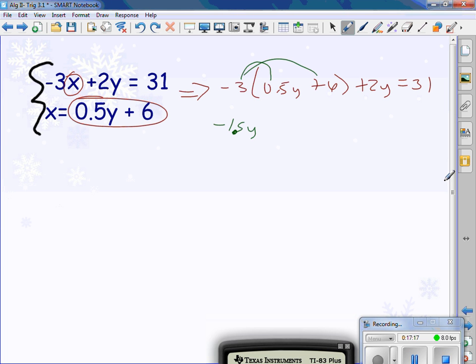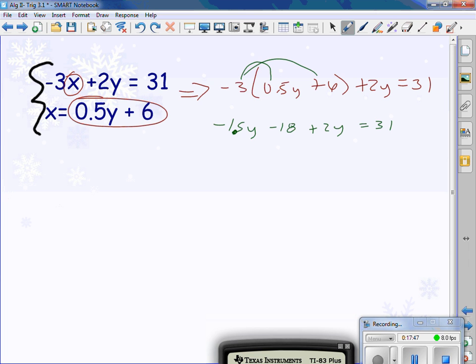What's a negative 3 times a 6? Negative 18 plus 2y equals 31. That negative 3 does not go to the 2y or the 31. If I was giving this table here $5, does this table get $5? No, I only said these two are getting $5. This person doesn't get anything. This person doesn't get anything. That's why I put the parentheses there, so you know to distribute.